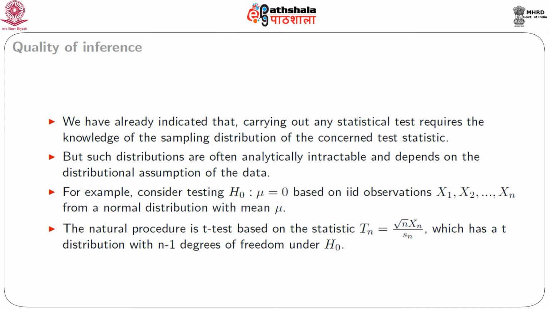We have already indicated that carrying out any statistical test requires the knowledge of the sampling distribution of the concerned test statistic, but such distributions are often analytically intractable and depend on the distributional assumption of the data. For example, consider testing the null hypothesis mu equal to 0 based on n IID observations x1, x2, ..., xn from a normal distribution with mean mu. The natural procedure is the t-test based on the statistic Tn, which is nothing but square root of n multiplied by x bar, the whole thing divided by the sample SD Sn, which has a t distribution with n-1 degrees of freedom under the null hypothesis.